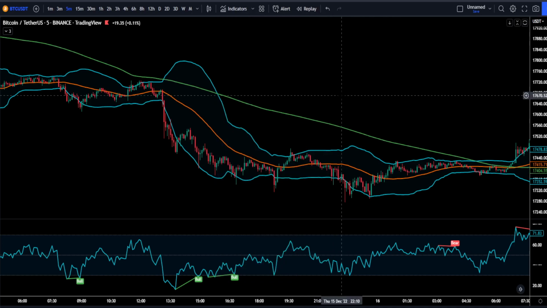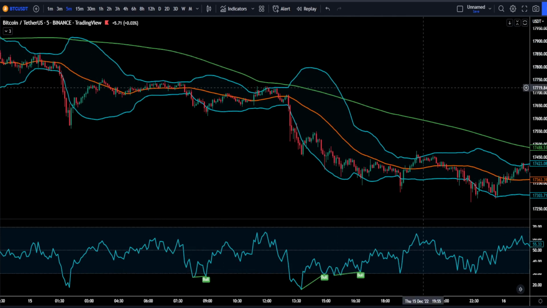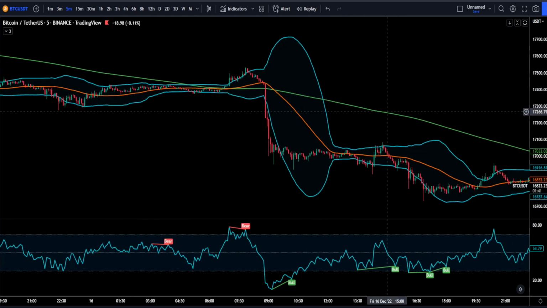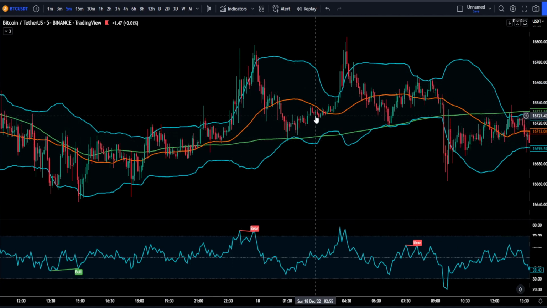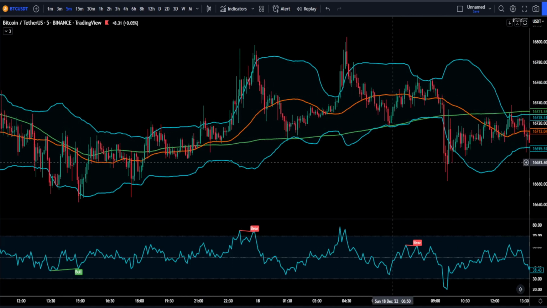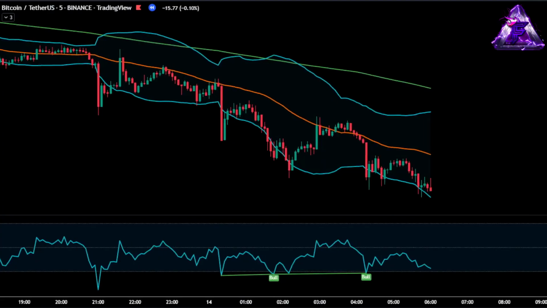So the rule for this would be you would only be entering short trades when the price action is positioned below our 200 SMA, and you would only be entering into long positions when the price action is positioned above our 200 MA. Let's now backtest this strategy to see what sort of metrics are behind it.